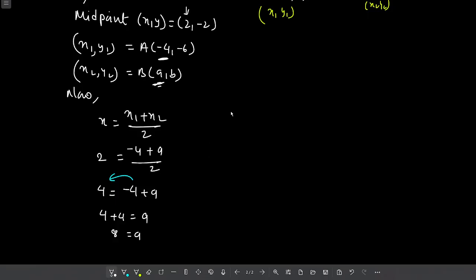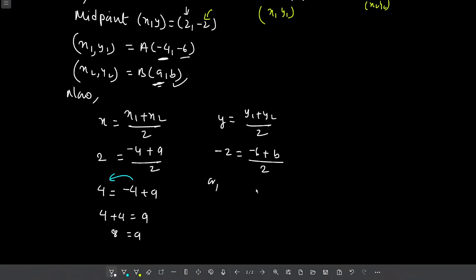Similarly, in the same way, we can take the y component as well. y equals y1 plus y2 by 2. Now, what is the value of y? The value of y is minus 2. Minus 2 equals y1, which is minus 6, plus y2, which is b, over 2.